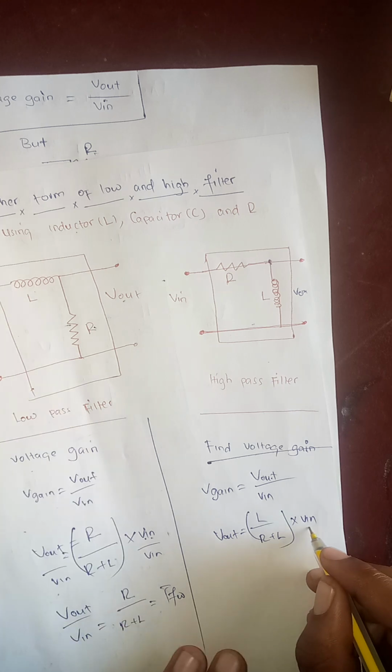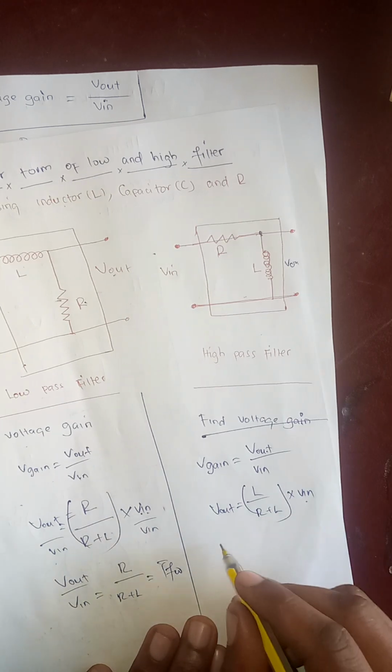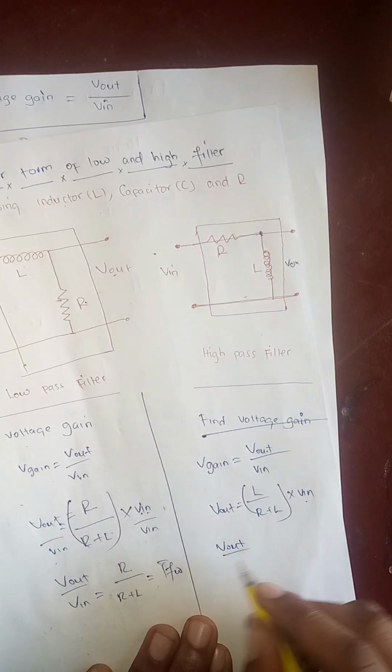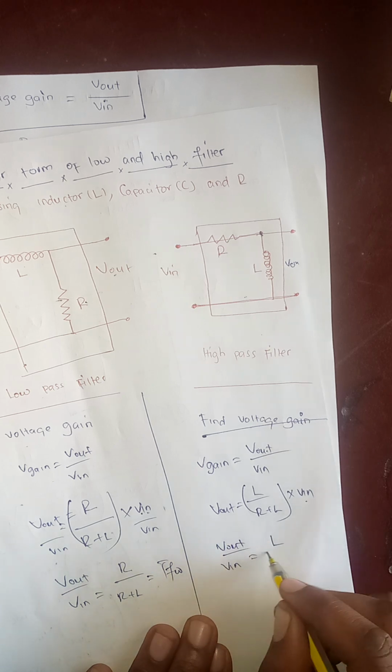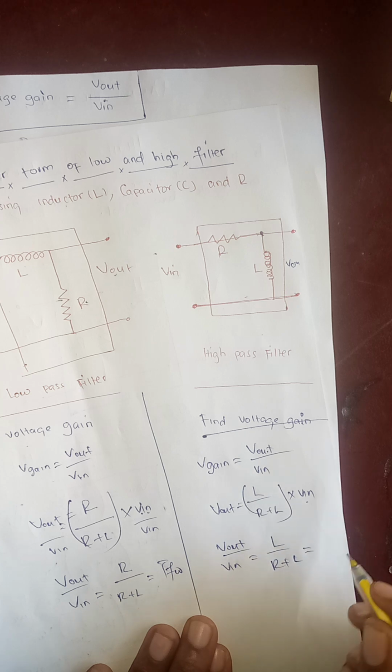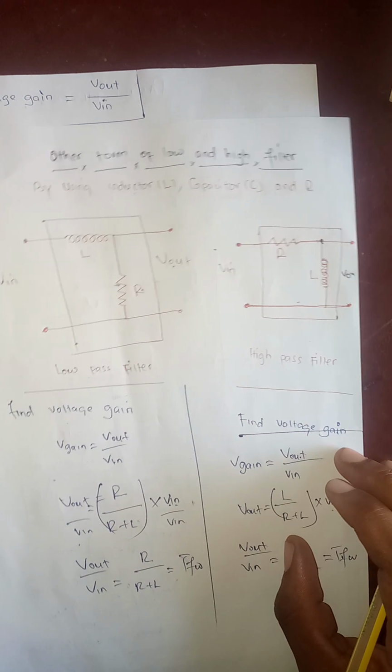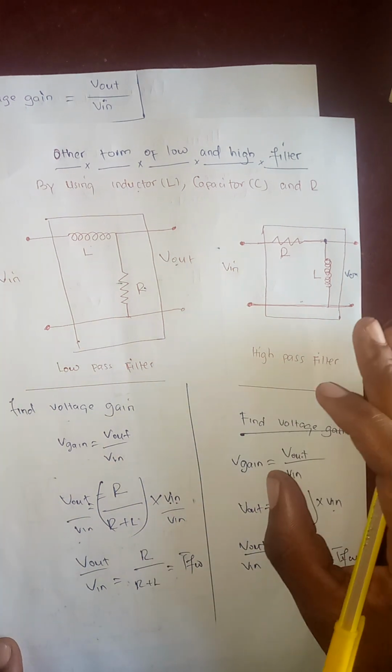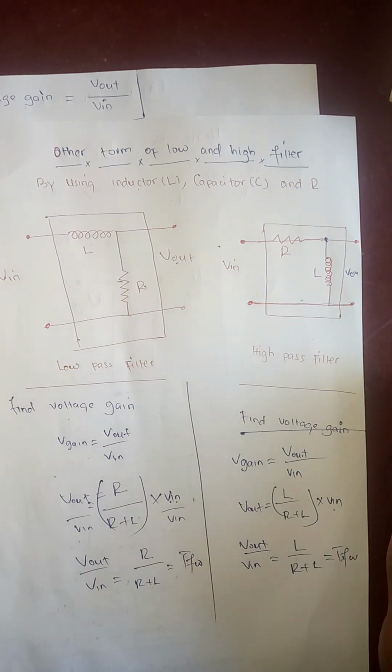Now divide by V in to obtain gain. Voltage output over voltage in is equal to L over R plus L, which is equal to the transfer function, this one. Then after obtaining these, now we can check the graphs of high and low.